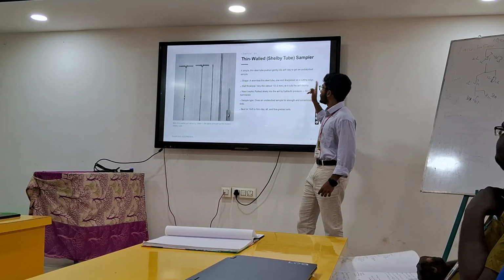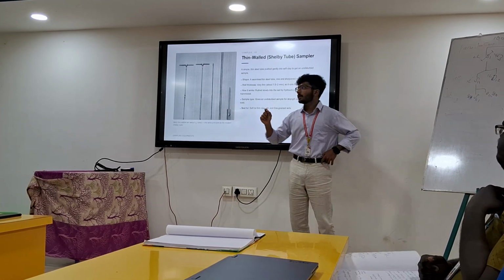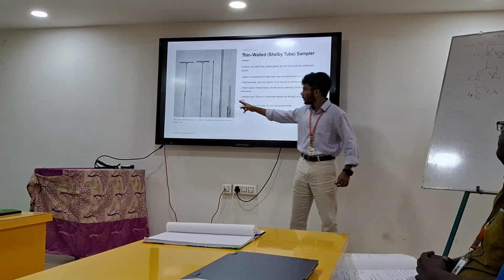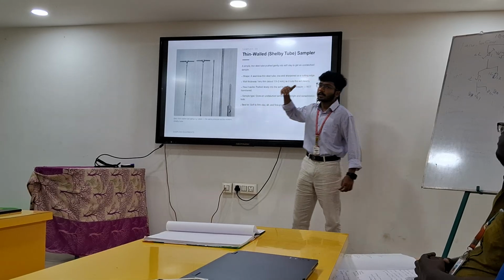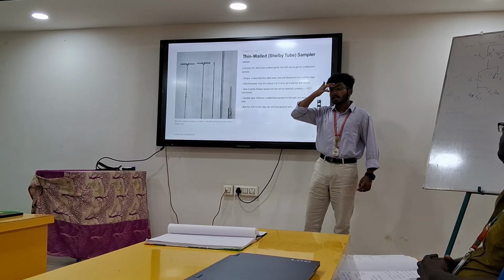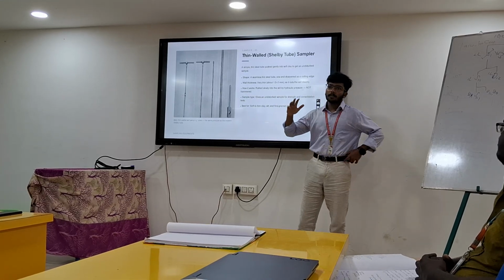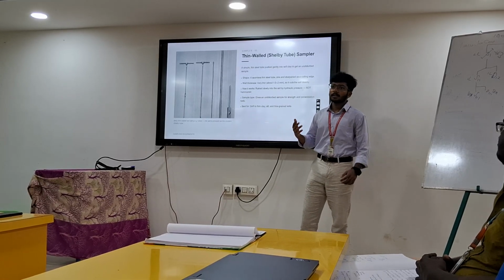Thin wall or Shelby tube sampler. Thin wall sampler is generally 2 millimeters, very thin in length, and this is the older version of the thin wall sampler. Nowadays we use a Shelby sampler. This sampler is used to get an undisturbed soil type. The undisturbed soil type is generally used to determine the strength of the soil.